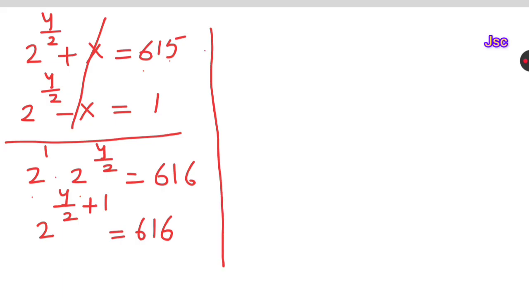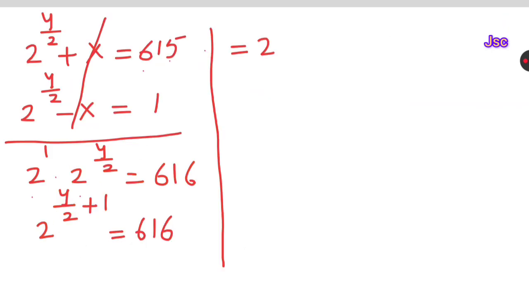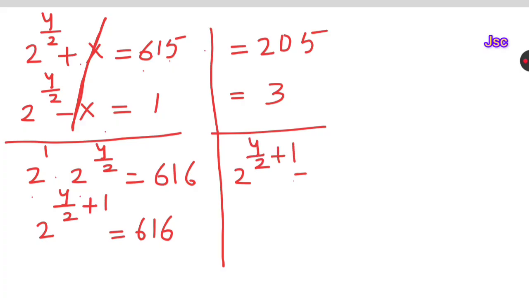So same like that, if I take as a second factor 205 times 3, so I am going to write only here 205 as plus term and 3 as the minus term. So after x gets cancelled, I am left with 2 raised to the power of y over 2 plus 1, that is equal to 205 plus 3, which gives 208.